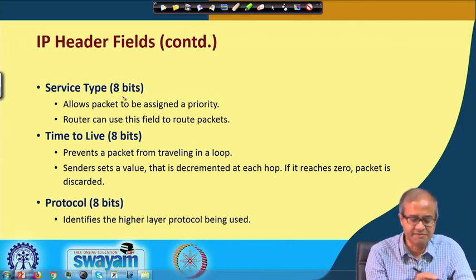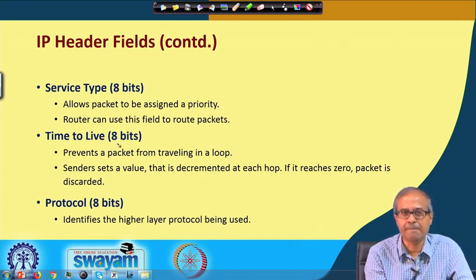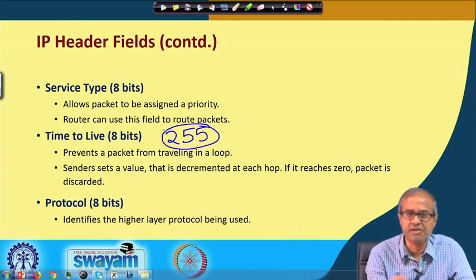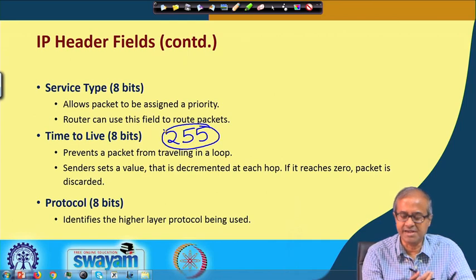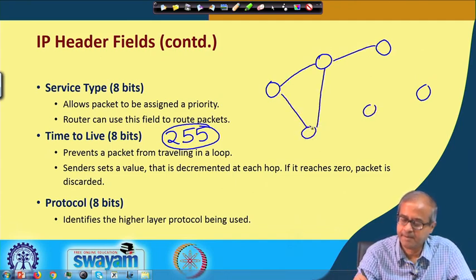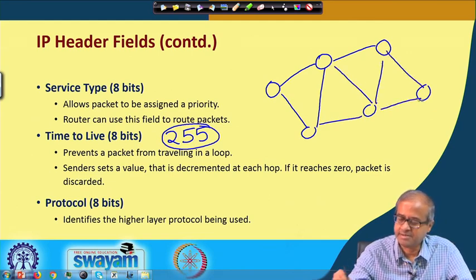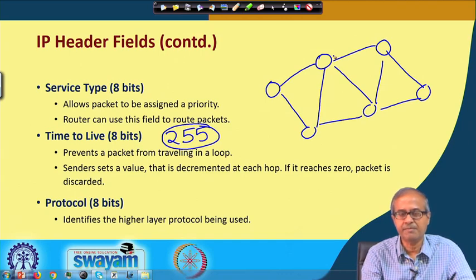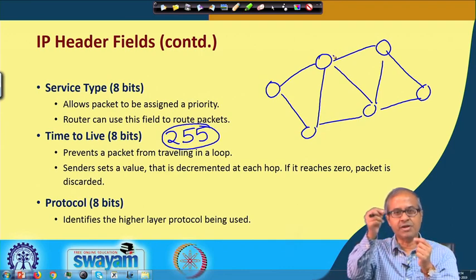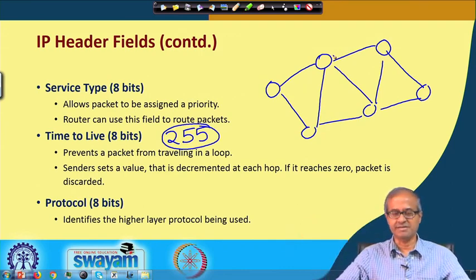Now, there is another very interesting field, called time to live. This is an 8-bit field. An 8-bit field means you can have a maximum value of 2 to the power 8 minus 1, which is 255. What does this field contain? You think of a network. These are all intermediate nodes, these are the routers, let us say. So, these IP packets will flow from one node to the other. Now, normally what do you expect? That you will be giving the destination address, and you would expect that the packet will be forwarded in the right direction and will finally reach the destination.